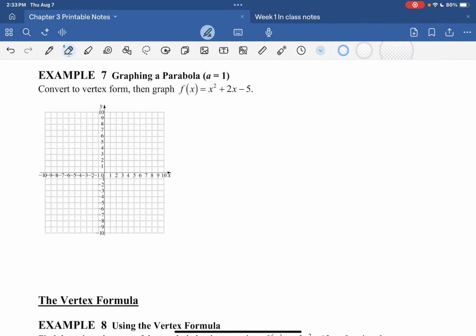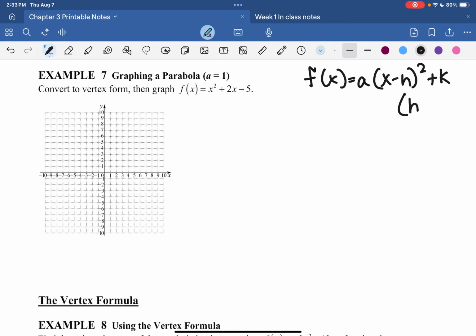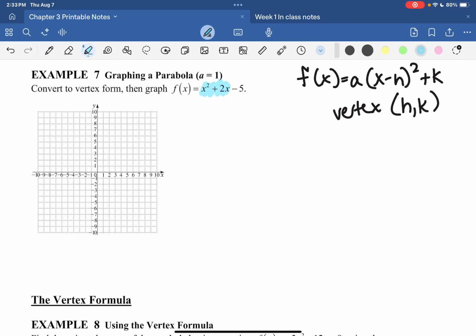Alrighty, we are going to be graphing a parabola using vertex form now. So we're going to do f of x. Vertex form is a(x minus h) squared plus k, where (h, k) is my vertex. So we're going to complete the square, but we're going to do it with two little parts.